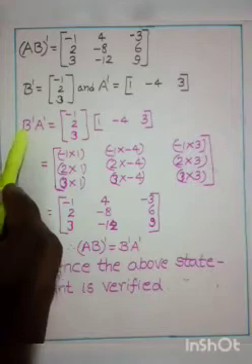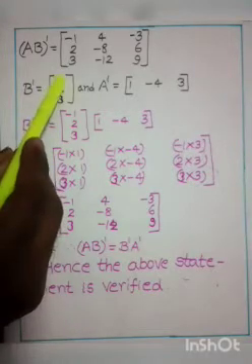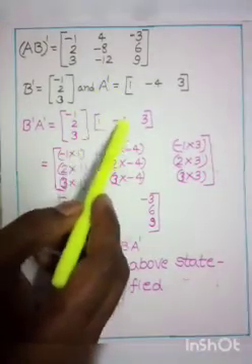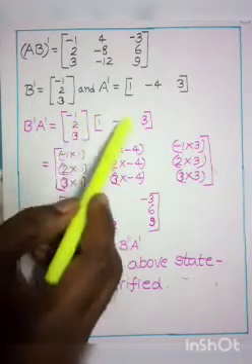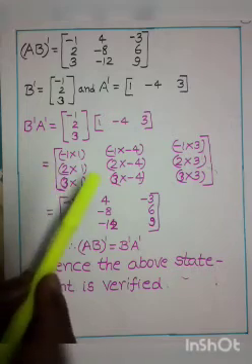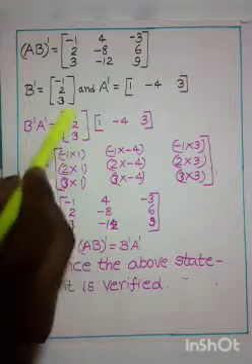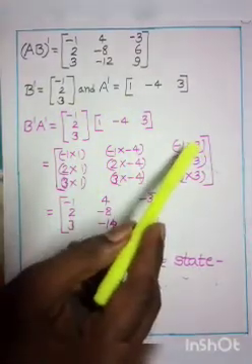Right. Now we find B dash into A dash. That is equal to matrix minus 1, 2, 3 into A dash, matrix 1, minus 4, 3. Here we have to multiply these two matrices. You know how to multiply two matrices. Remember that procedure. Okay, my dear children. Minus 1 into 1, minus 1 into minus 4, minus 1 into 3. These are the elements in the first row.